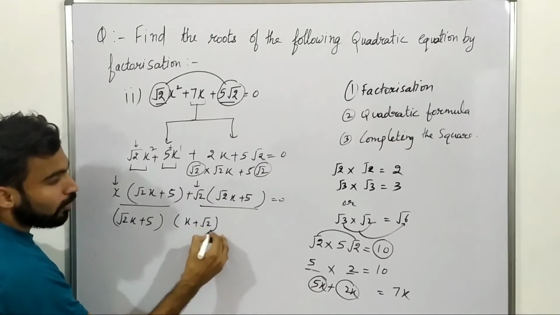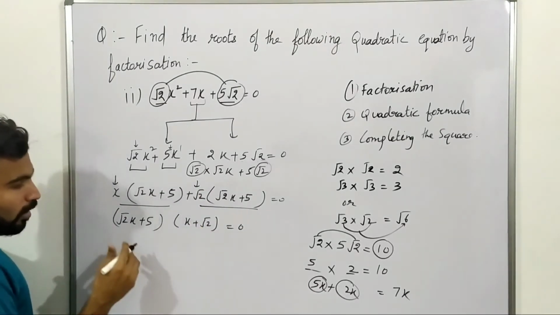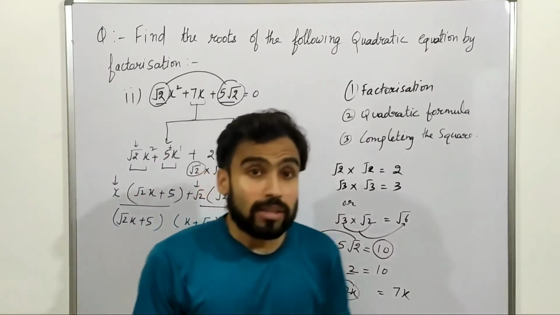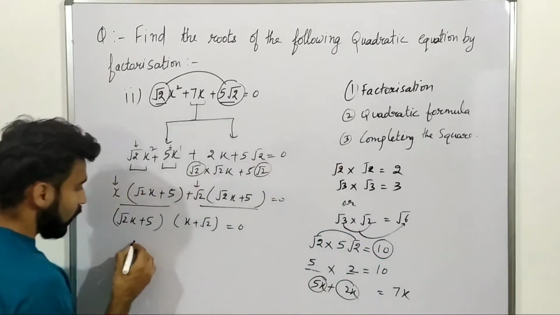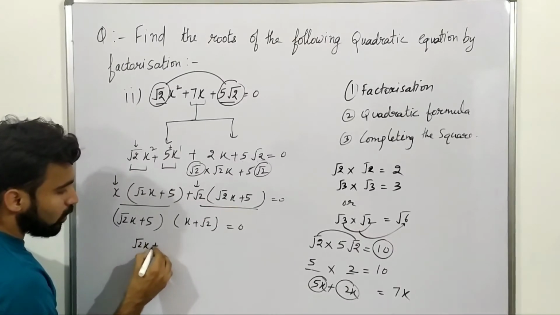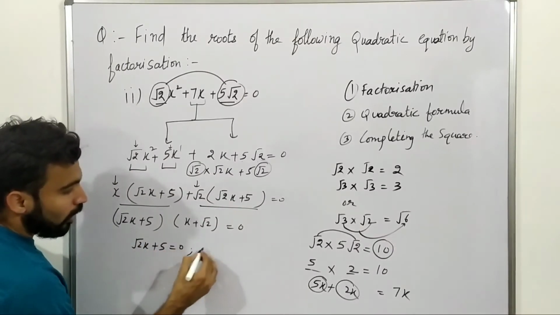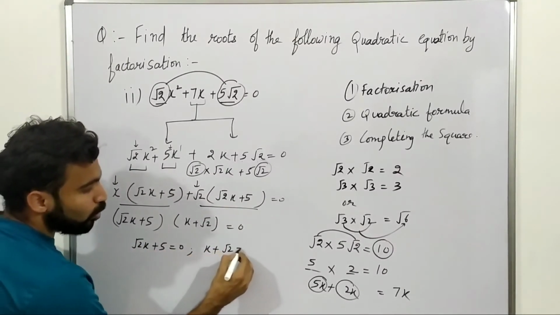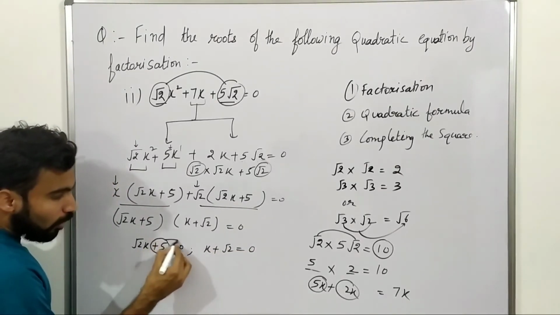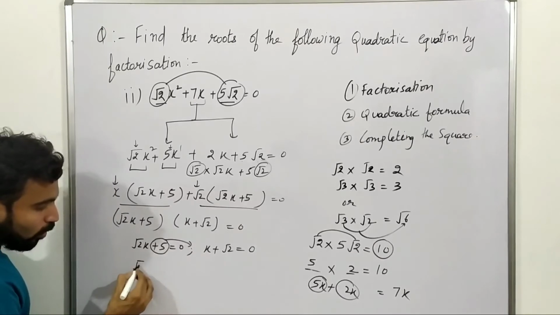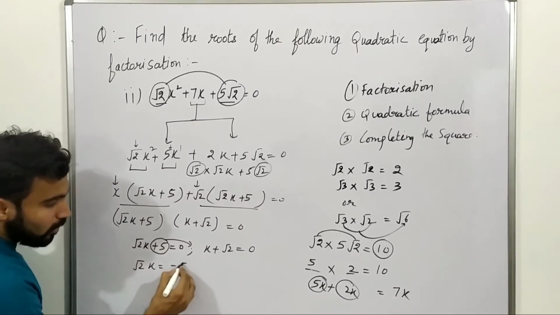2 equal to 0. Further, we have got the factors here. We have to simply put these factors equal to 0. So that will be root 2x plus 5 equal to 0, as well as x plus root 2 equal to 0. Next step is transfer this plus 5 over to the right hand side. That will bring you root 2x equal to minus 5.